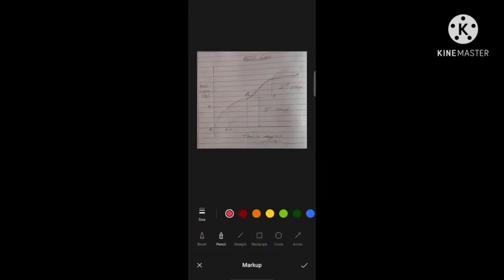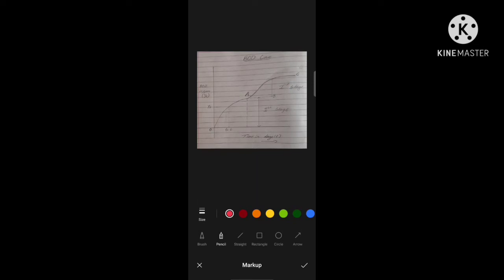present in the waste. BOD test results are also used to determine the approximate quantity of oxygen required to oxidize the organic matter present, to determine the size of water treatment plants, and to determine the quality of treatment process. See, now we are seeing the BOD curve.